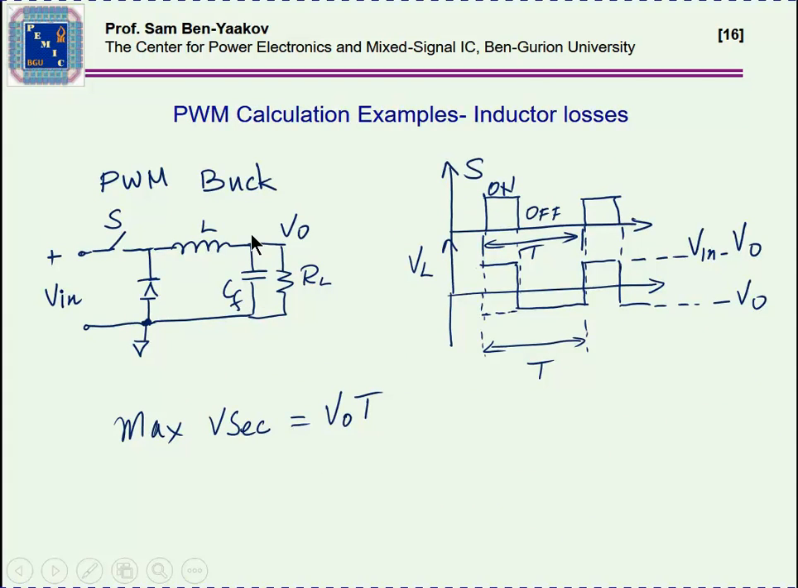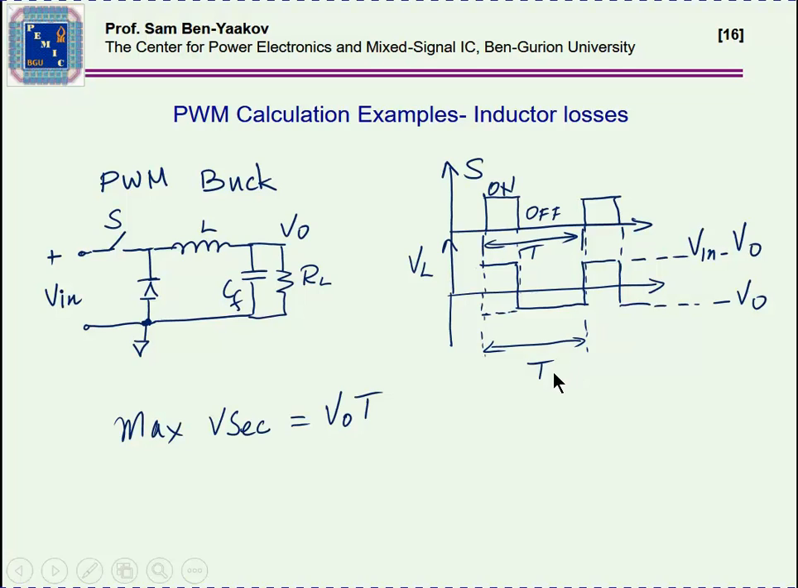Here is a buck converter. We have a switch, a diode, an inductor, and then the output section. When the switch is on, we have on the inductor V in minus V out. Here is the on time of the switch, and this is the voltage on the inductor, here V in minus V out. When the switch is off, current is passing through the diode, assuming zero voltage on the diode, so the voltage on the inductor is minus V out.